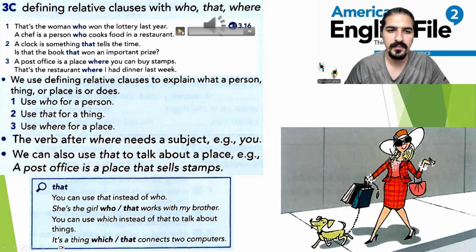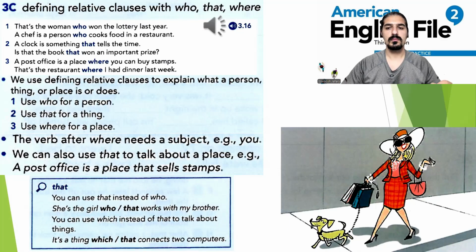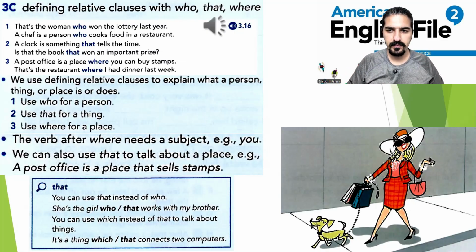Okay, listen first. 3.16. 1. That's the woman who won the lottery last year. A chef is a person who cooks food in a restaurant. 2. A clock is something that tells the time. Is that the book that won an important prize? 3. A post office is a place where you can buy stamps. That's the restaurant where I had dinner last week.